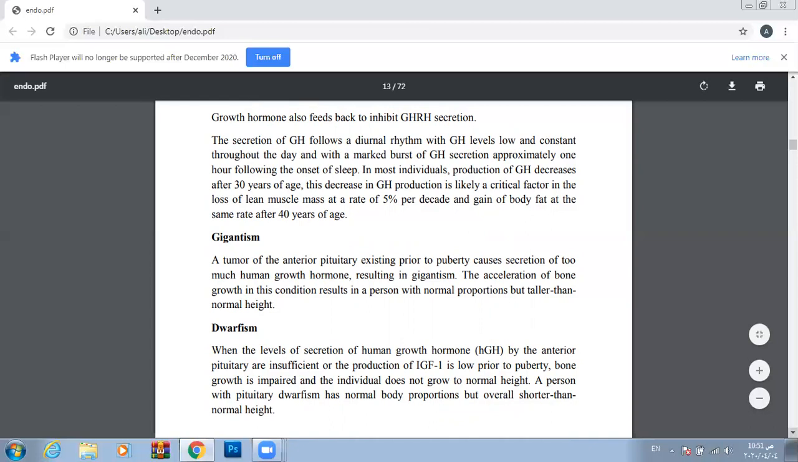after onset of sleep. In most individuals, production of growth hormone decreases after 30 years of age. يعني ورا 30 سنة ما يبقى يستمر الجروث هرمون يطلع يطلع يطلع والعظام تطول تطول تطول وإذا بينا نصير شطوالنا. فإذا ورا 30 سنة وجدوا بأنه most individuals production usually decreases. This decrease in growth hormone production is likely a critical factor in the loss of lean muscle mass at a rate of about 5% per decade and gain of body fat at the same rate after 40 years.